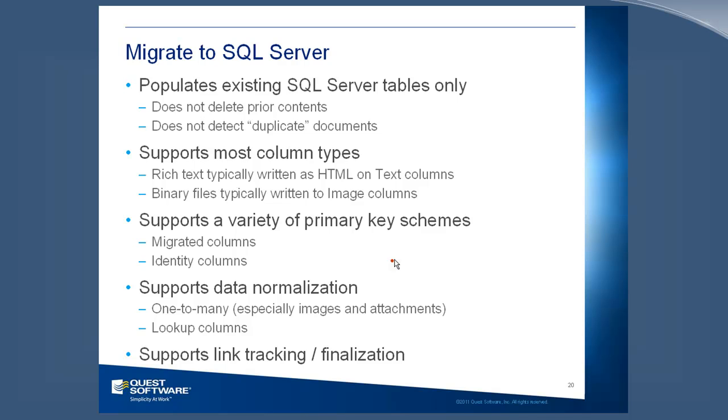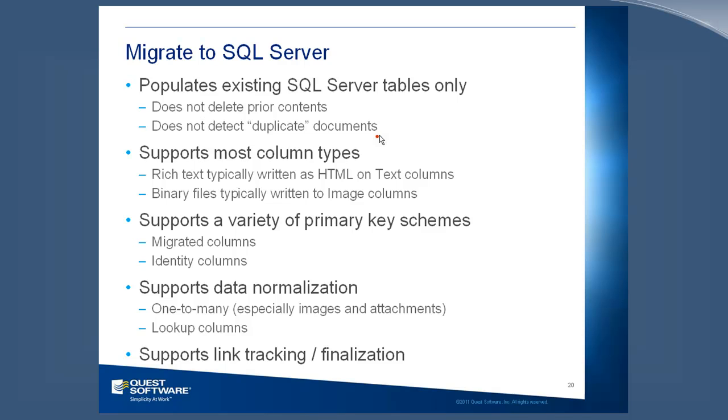We support some very interesting data normalization features. So we support one-to-many normalizations. If you have a multi-valued item that you're migrating to SharePoint, you might want to blow that out into a separate table. So you create a one-to-many relationship; we used the example of categories before. You could have multiple categories for every notes document you migrate, and you might want to normalize these into two different tables in SQL Server with a one-to-many relationship.